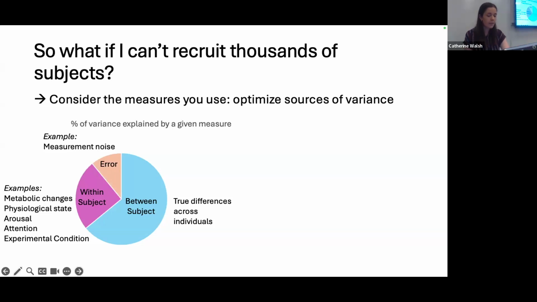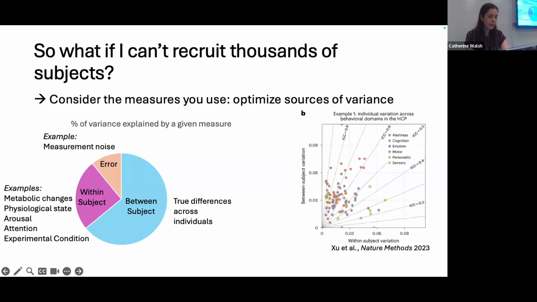And we can think about this breakdown of between versus within subject variance for any number of tasks, and tasks have different ratios. One recent study looked at the various measures from the Human Connectome Project and tried to classify them in terms of this ratio and found a wide range across the tasks. So we could have things in this top left area, which are measures that vary a lot between individuals, but are relatively consistent.